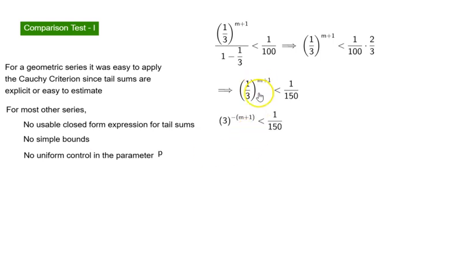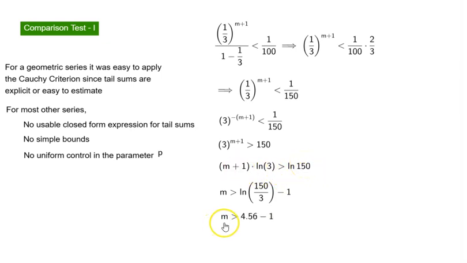rigorous way, in the sense, instead of hit and trial, we could have written 1 by 3 to the power of m plus 1, that is 3 to the power of minus (m plus 1), less than 1 by 150 and taken the reciprocal. So the inequality changes. So 3 to the power of m plus 1 is greater than 150. Now taking the log on both sides, we get (m plus 1) times natural log of 3 is greater than natural log of 150. So m is greater than natural log of 150 divided by natural log of 3, minus 1.